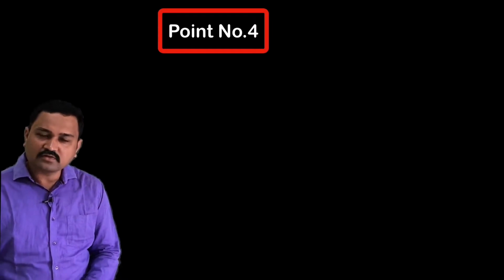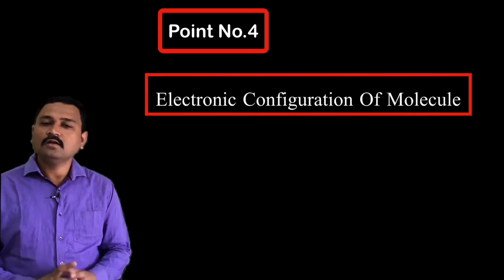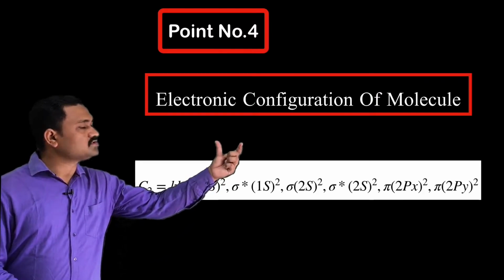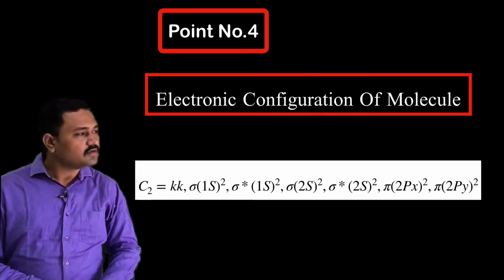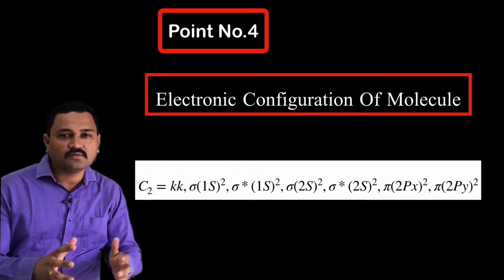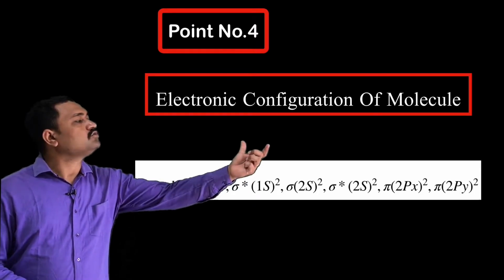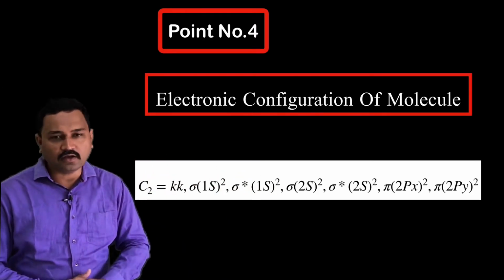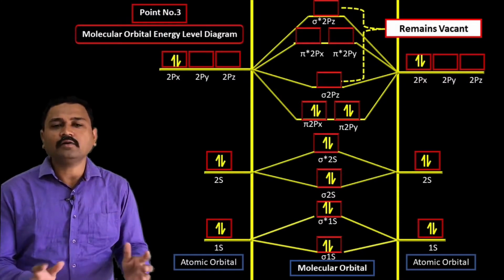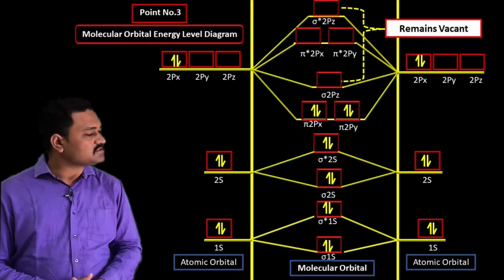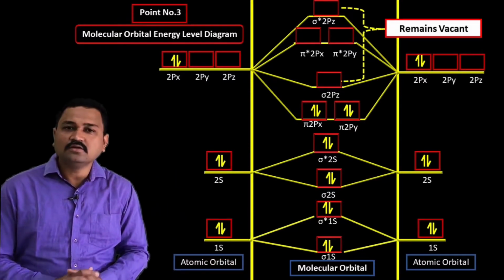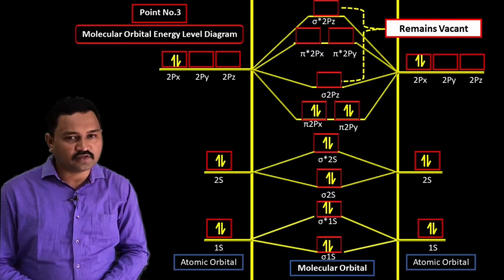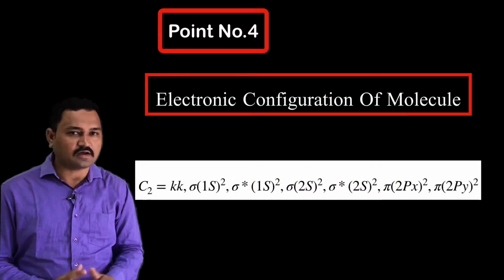Now the point number 4, that is the electronic configuration of this molecule. The electronic configuration for the carbon molecule I have written in this manner: sigma 1s2, then sigma star 1s2, then sigma 2s2, then sigma star 2s2, and pi 2px2 and pi 2py2. So this is the electronic configuration for your carbon molecule. For writing this electronic configuration, I have taken the reference of point number 3, where we have distributed the 12 electrons in the different molecular orbitals. I have taken it in a sequential manner and simply written the electronic configuration for it.